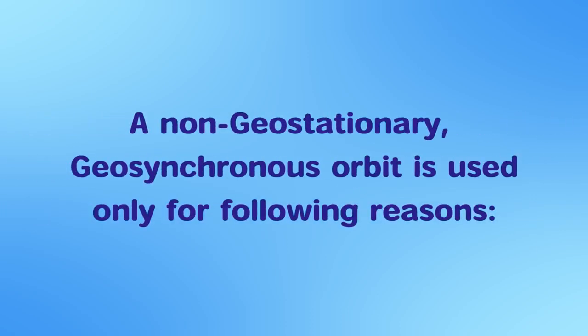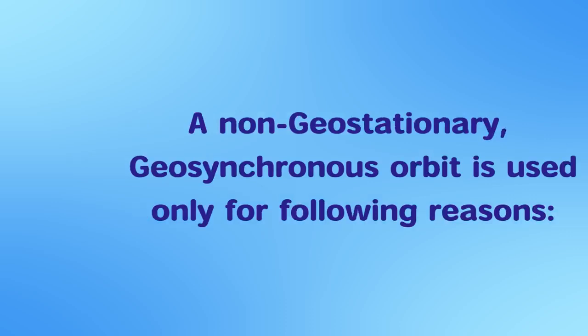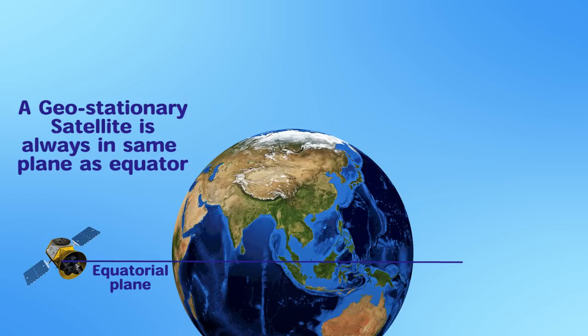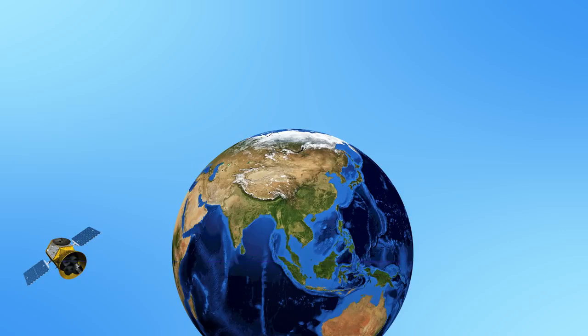The only reason a non-geostationary geosynchronous orbit is used is as follows. A geostationary orbit cannot provide good coverage in high latitude areas, that is polar regions beyond the Arctic and Antarctic circles. This is because as the latitude of a location moves up north from the equator, the ground station antennas will need to be positioned more and more towards a point towards the horizon. At the equator, a geostationary satellite is vertically above, but at polar regions, the satellite appears to be at the horizon.